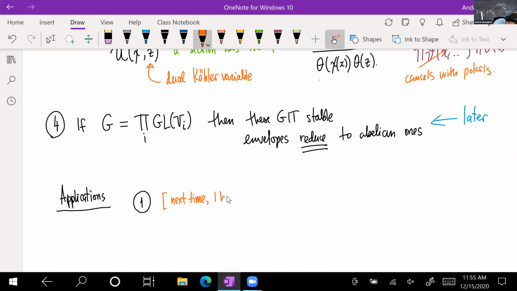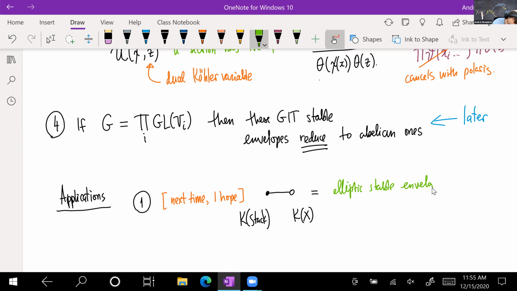Next time, I hope, is that this says that if I take this vertex with descendant, this really, so if I think of this as a map, this is a map from K-theory of X, so if you read about the correspondence between K-theory of X, and then that goes to the K-theory of the stack, this object equals the elliptic stable envelope times some gamma factors, which I'll write like that.